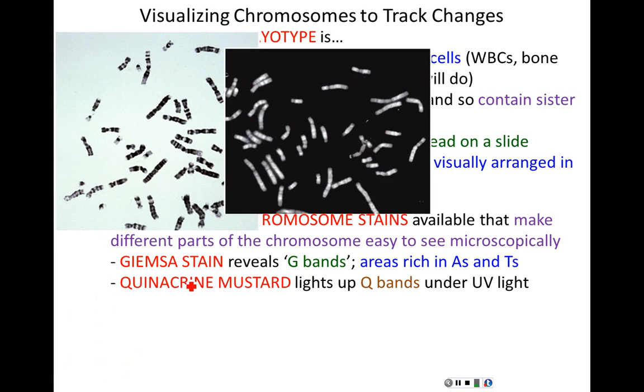There's also quinacrine mustard stain. Quinacrine mustard stain is very, very nice because it's fluorescent. It can be used under UV light, so it makes those chromosomes very, very visible. And they light up Q bands, different than the G bands. The Q bands also light up DNA based on their AT and GC content, it just does so a little bit differently than the Giemsa stain, and so the striation patterns are quite different.